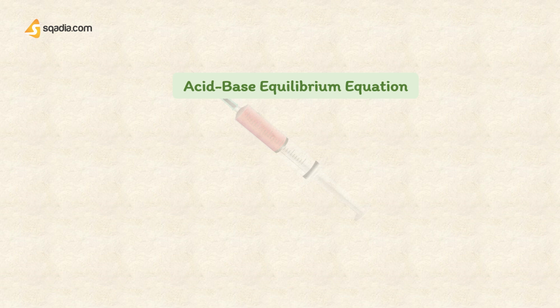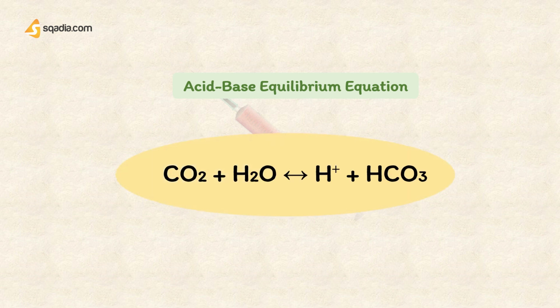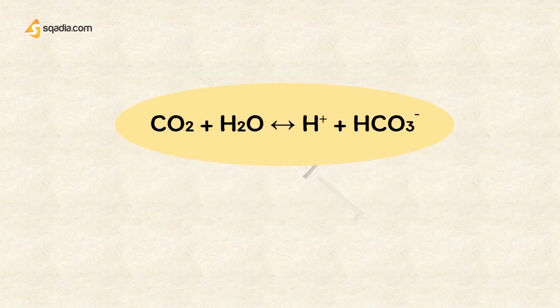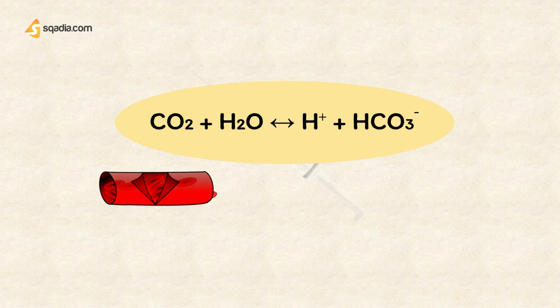So first, I'm going to introduce you to the main equation. And in my opinion, this one equation is the key to understanding acid-base problems in the easiest way possible. So this is the acid-base equilibrium equation. Now in the plasma, you have carbon dioxide and water, and these mix to form bicarbonate and hydrogen ions. And this equation also goes back the other way. When we talk about acidic or basic, we're talking about the pH of the blood plasma.